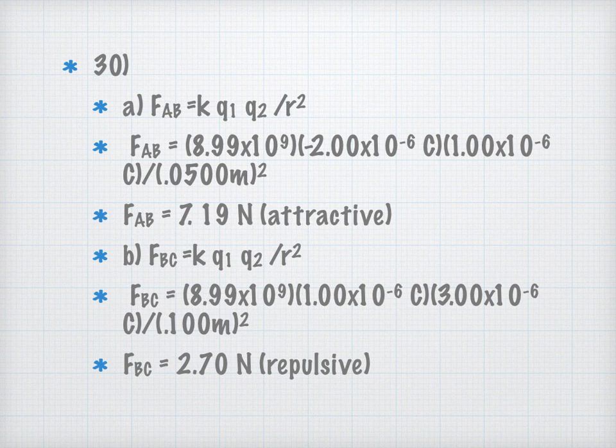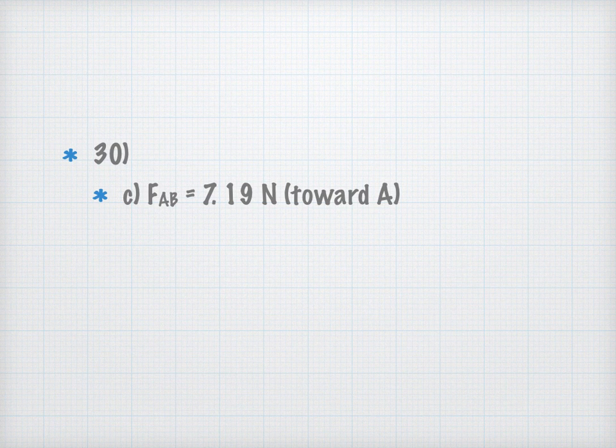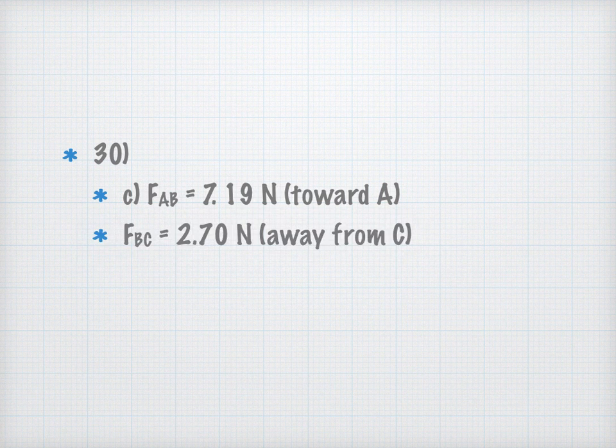Because in letter C, they ask us what is the total force on sphere B. So let's look at that. To do C, we look at the fact that the force between A and B is 7.19 newtons, and that's toward A because it was attractive. Force BC is 2.70 newtons away from C because it was repulsive. Now, if you're looking at that diagram, it's being pulled toward A and pushed away from C, so those are both going the same direction. Both forces are moving it away from C and toward A, so we add them together and we get 9.89 newtons to the left. That's the total force on B.